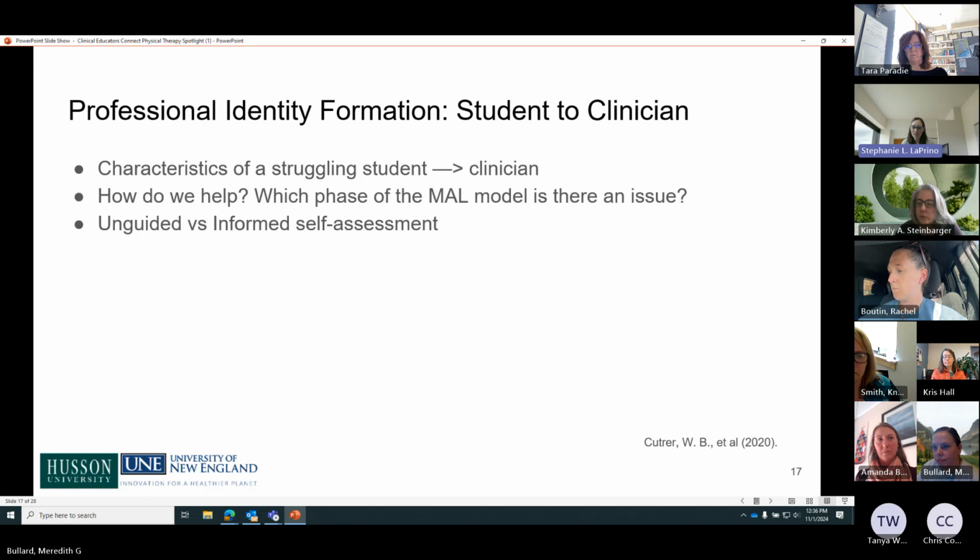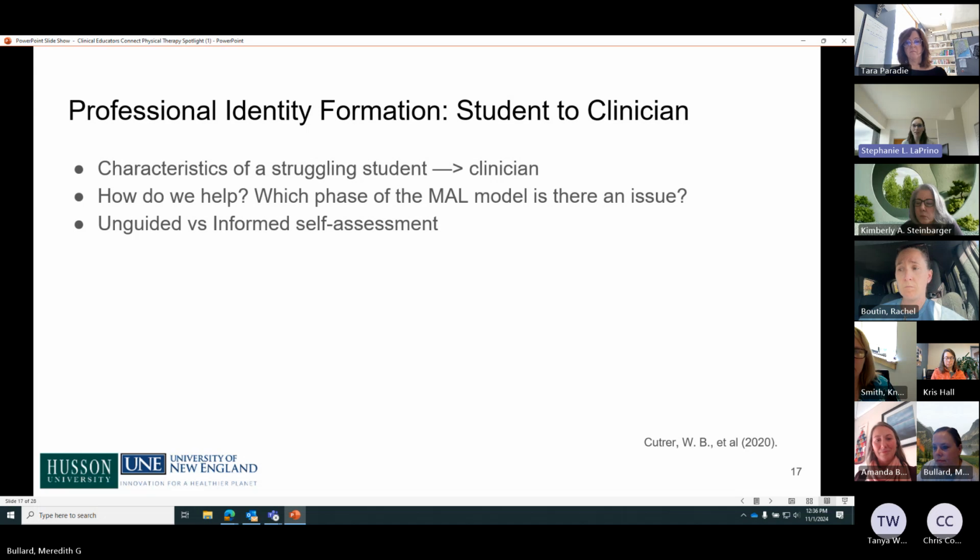So some characteristics of a struggling student: they can appear disorganized, they can have trouble with time management. There are unrealistic expectations, generally that they put on themselves, trouble meeting deadlines, and they're actually surprised by their own inability.